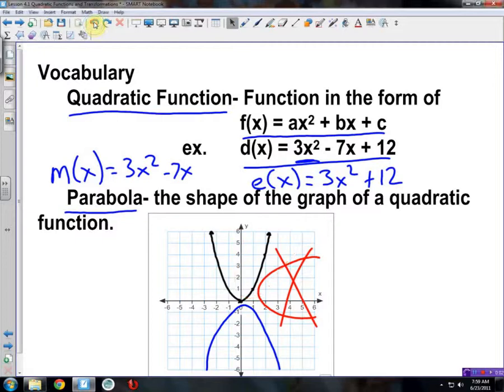Now, a lot of times you'll hear me talk about this as being a U or an N. Is it a U or upside down U? And we'll talk more about what makes one or the other here in a little bit.